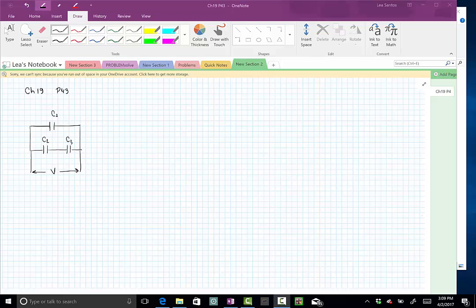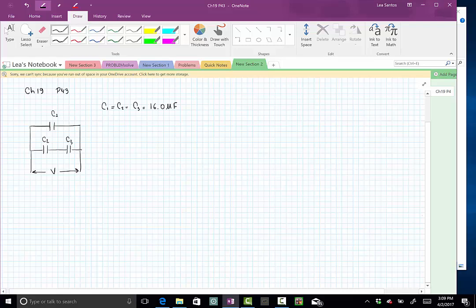So this is problem 43 of chapter 19 of Giancoli, 6th edition. What is given to us is the value of these three capacitances. They are all equal, so let's write them here. In the book, all of these capacitances are equal and given by 16 microfarad.